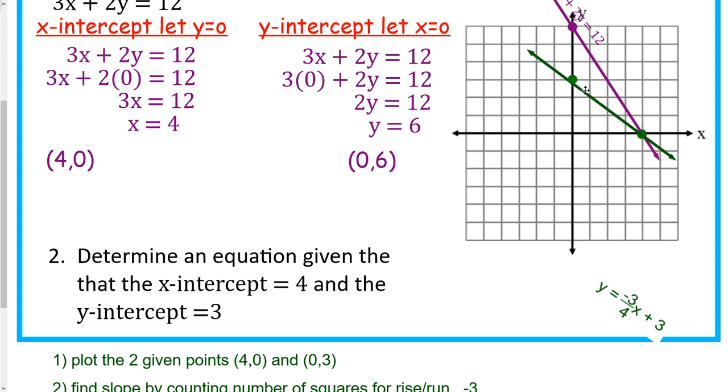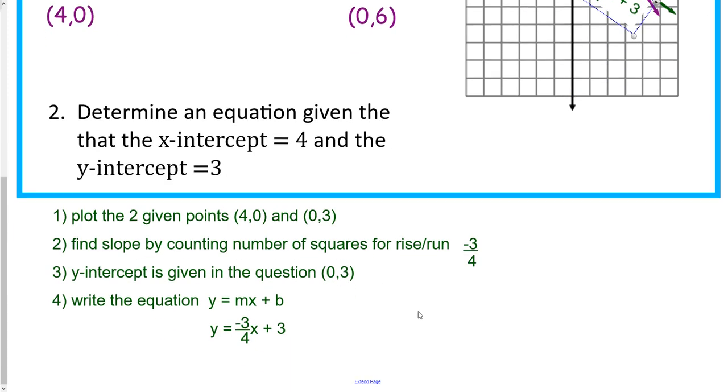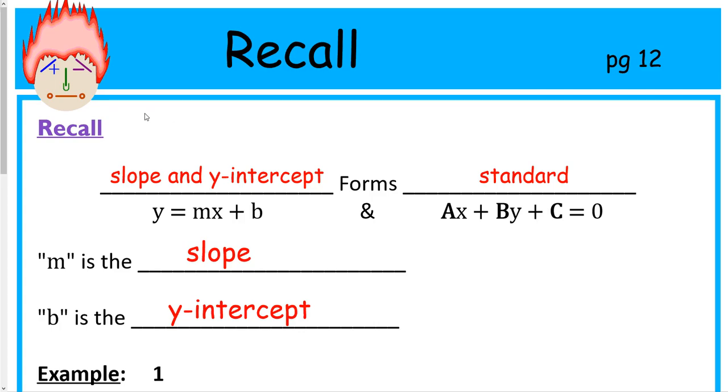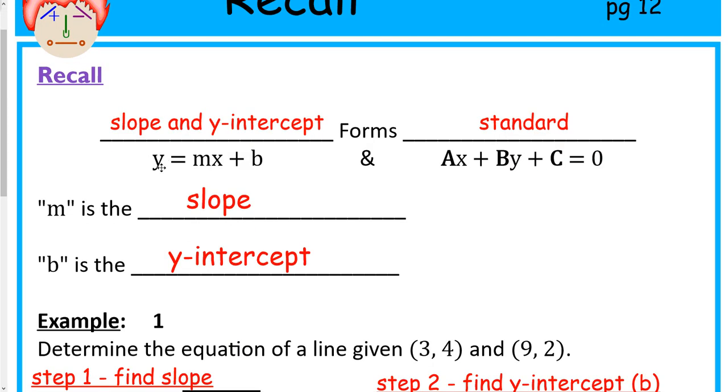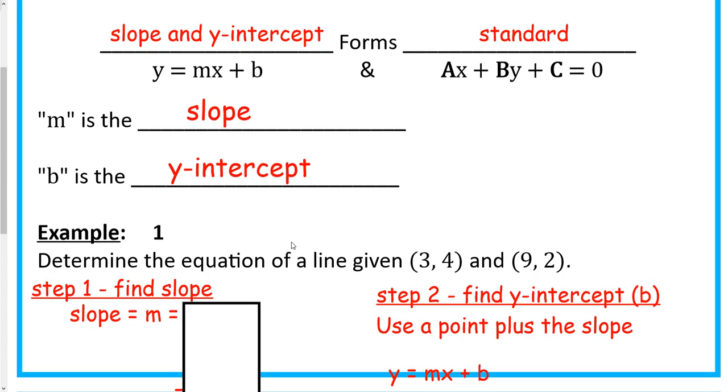Okay, so I'm just going to add a line through my 2 dots. And I've got my equation here ready, labeled. All right, so those were part of the warm-up. And a little bit of what you should recall, what we've covered before, is there are 2 forms. We have the y equals mx plus b, which is called the slope and y-intercept form. And then we have the second form here, ax plus by plus c equals 0, and that's called the standard form. M in the slope and y-intercept form stands for slope, and the b stands for the y-intercept.